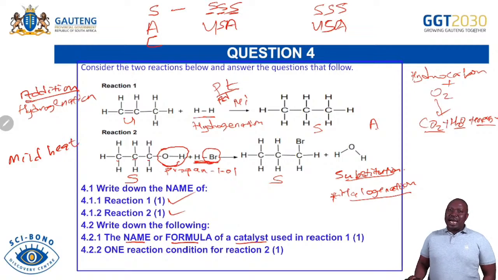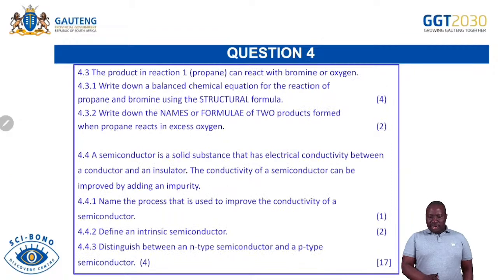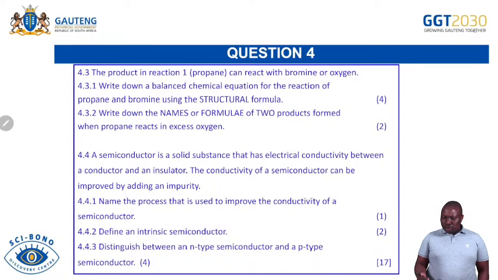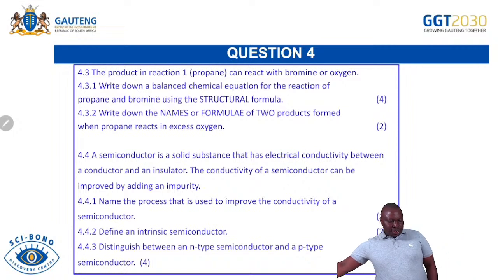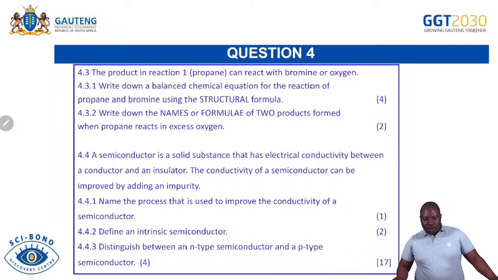It must be mild. So know that for reaction 2, you can use mild heat. Then you were able to answer all those questions, and then you move with the question as it goes. It says the product in reaction 1 can react with bromine or oxygen.